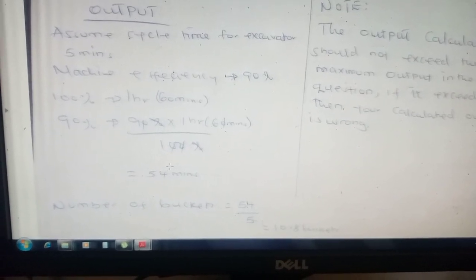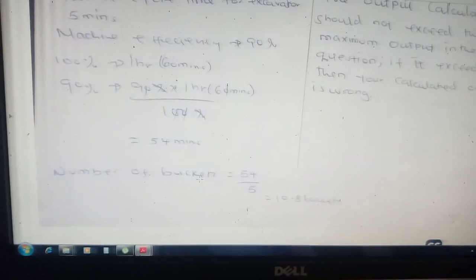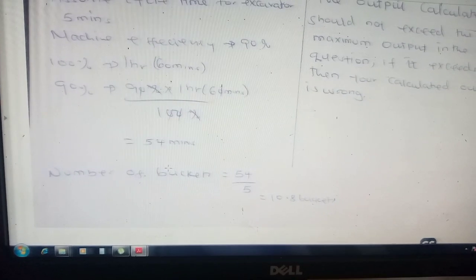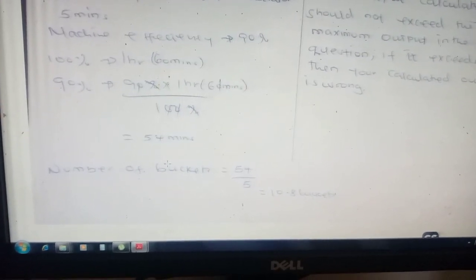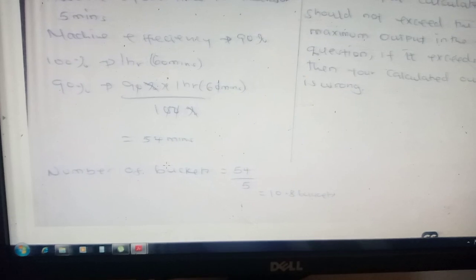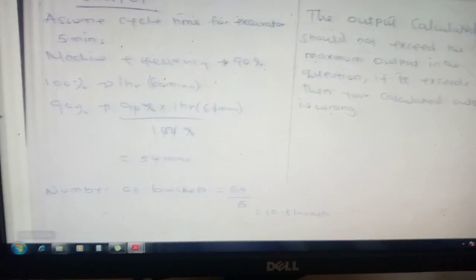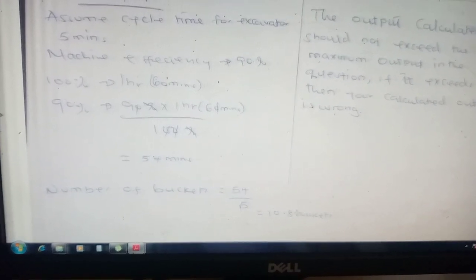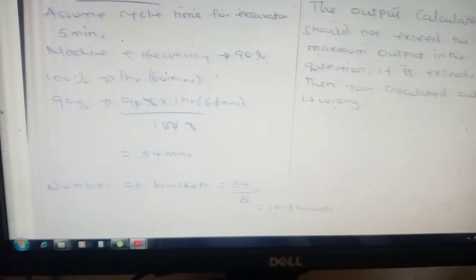So that is 54 minutes. But we know the cycle time of our machine is 5 minutes. So you then get the number of buckets that the excavator will do in 1 hour, which is in our 54 minutes of the working of our machine. So you divide 54 by 5 to get 10.8. Those are the number of buckets our machine will do in 1 hour.